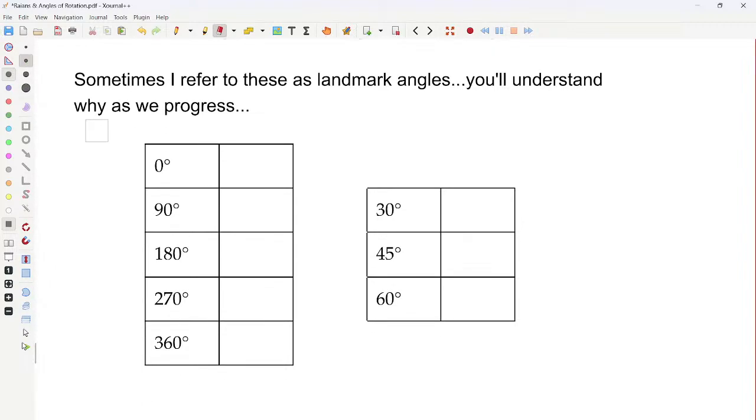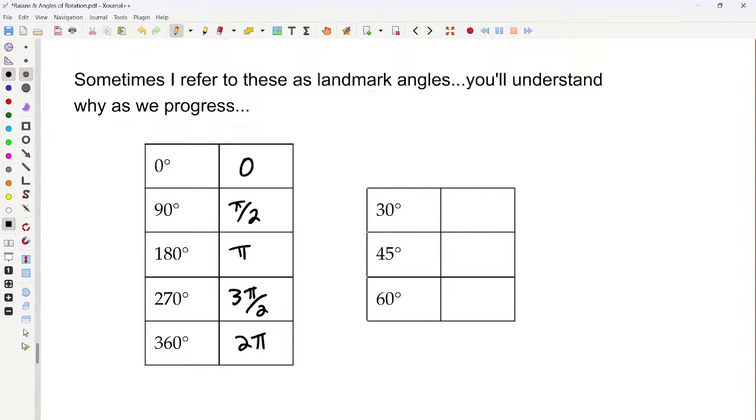0 degrees, 0 radians. 90 degrees is pi over 2. 180 is pi. This is 3 pi over 2. And this is 4 pi over 2, called 2 pi.